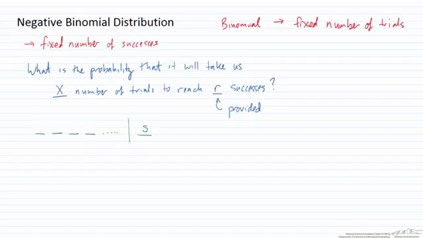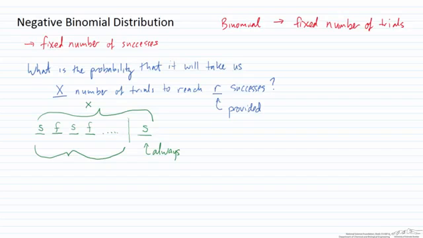So we can write this as we have a bunch of different trials. Now the last one is always going to be a success, okay, because we're asking, what's the probability that it will take us X number of trials in order for us to finally reach those R successes? And somewhere along in here we're going to have other successes. The total number of items that we have is X. So we have X number of trials.